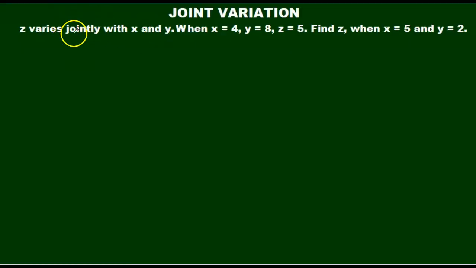Remember, I like to underline the important notes in the question. Z varies jointly, being the important words, with x and y. When x equals 4, y equals 8, z equals 5. Find z when x equals 5 and y equals 2. So we can say that z equals k, which is our constant of proportionality. And because it's a direct variation, we can say that it's k times x times y.